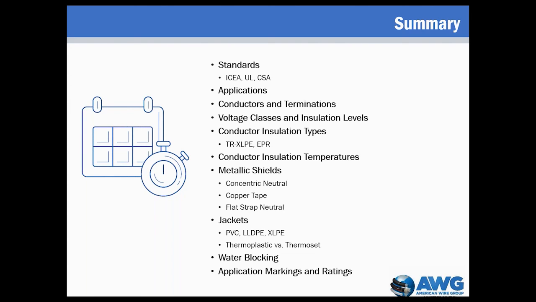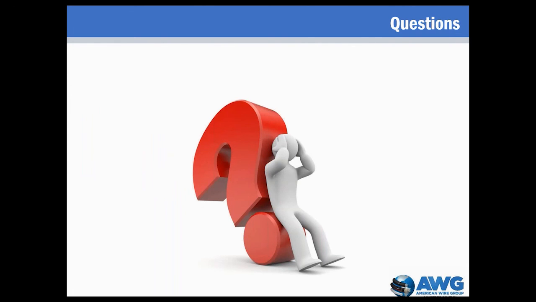The three most common medium voltage cable jacket materials were compared, focusing on the applications for each, along with the shield short circuit current limitations. Various water blocking technologies were introduced, and the generally available application markings and ratings were shared, with the more common markings and ratings identified.